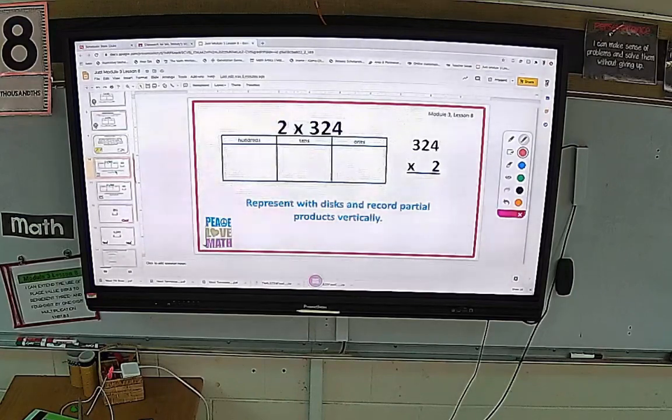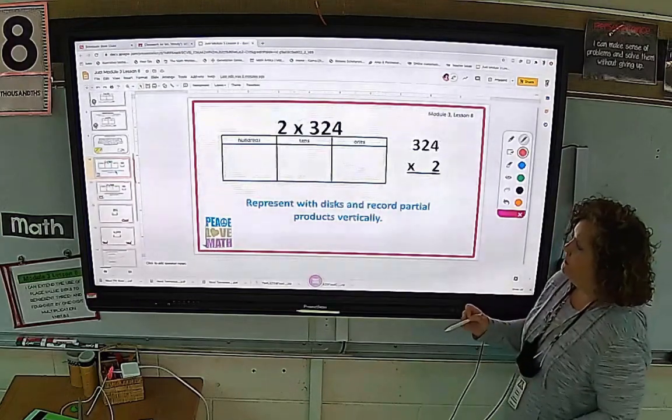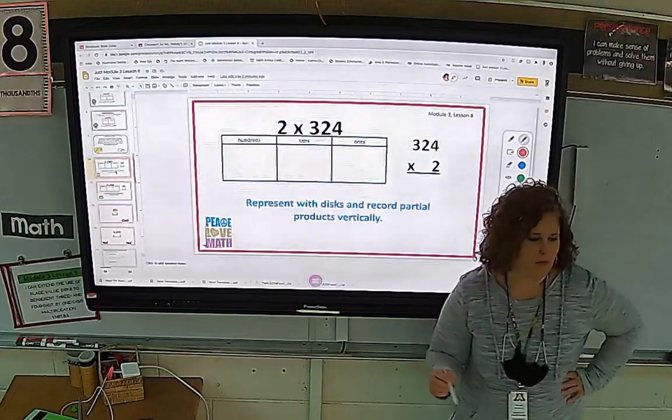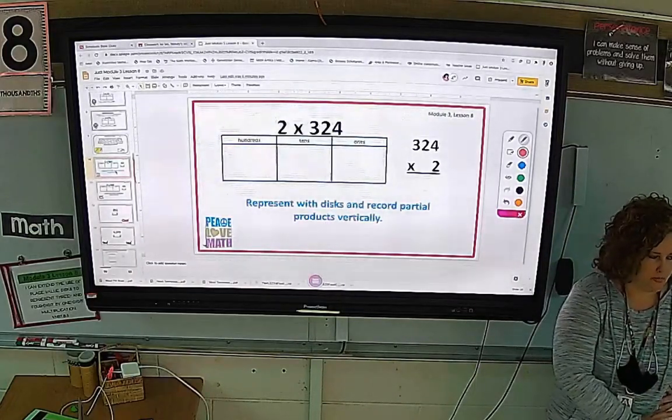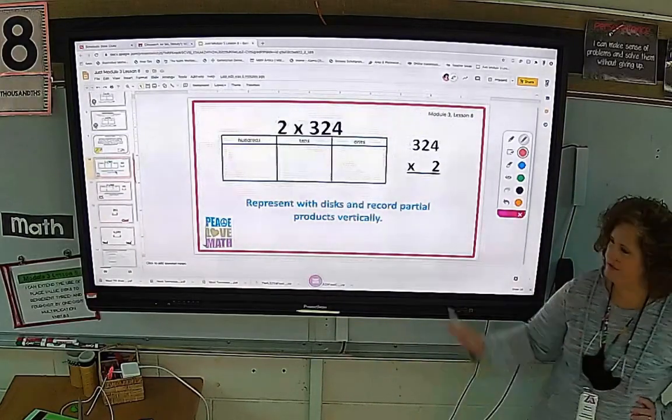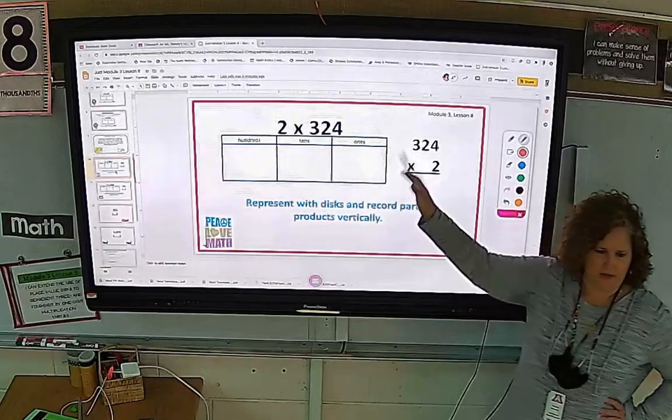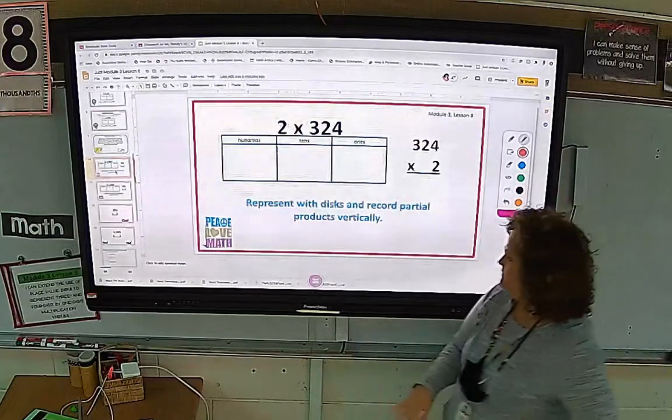So if you would go ahead and clear off your board. And this time you're going to need your place value chart. So you might need to just draw a quick place value chart. Right now, I just want you to do the place value chart. The next time we do this, you're going to do both of these with me. But right now, you just take care of your place value chart.